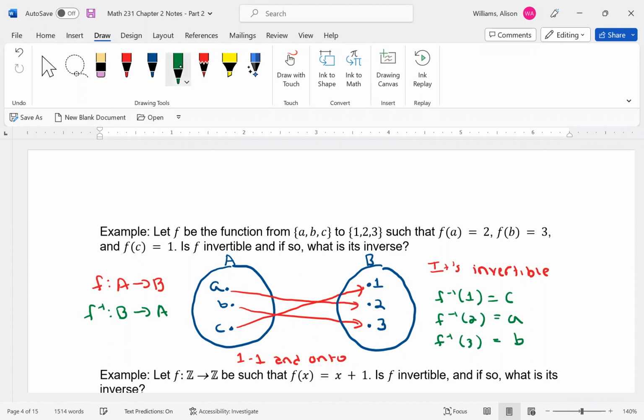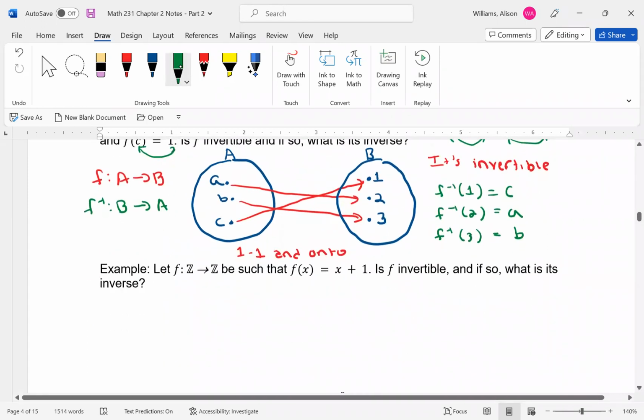So notice I focused on the elements in the codomain B, and I listed those and reversed their patterns. I looked at the pre-images, to use another terminology word that we talked about in the last video. Literally, I'm just swapping the ordered pairs here. Really, that's all I'm doing. All right. Okay, so let's look at some more complex examples.